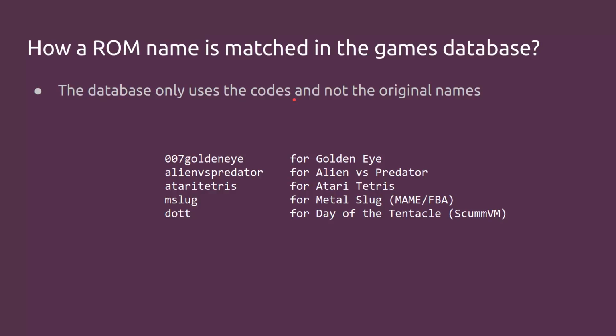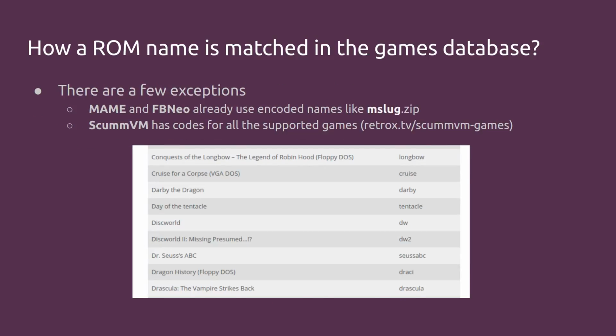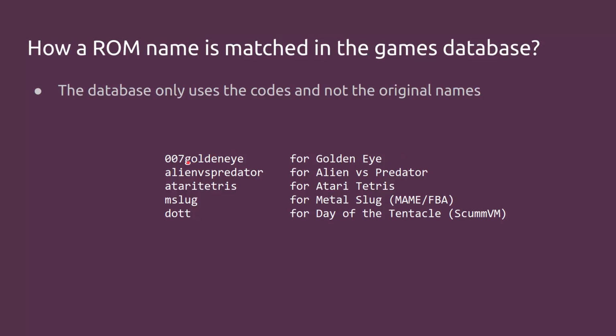The final step is to take the code and recognize the game. So this is the inverse part. In the first part, we saw that the game name is converted into a code. Then, using that code, the game is looked up in the database. So, if I find, for example, mslug, I know that the game is Metal Slug. If I find Tentacle, it's a different code. It's not DOTT, it's Tentacle. If you find Tentacle, you will find the game Day of the Tentacle in the database.